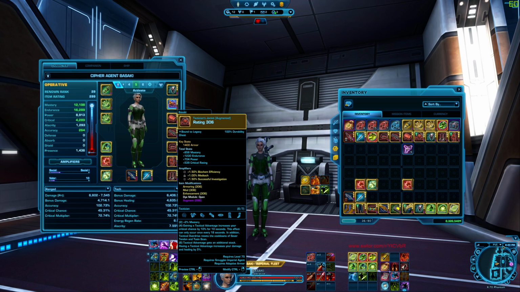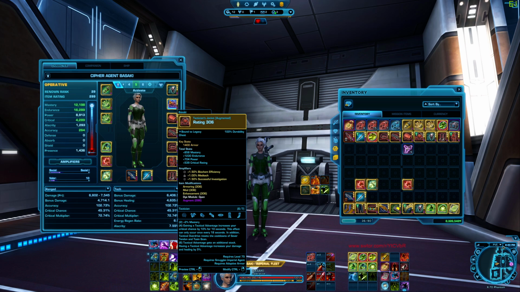Now, 4-set bonus. This is a big one. Gaining a tactical advantage increases your crit chance by 10% for 10 seconds. This effect can only occur once every 18 seconds. In addition, Tactical Overdrive resets the cooldown of Sever Tendon and Toxin Screen. Okay, so let's break this down a little bit.